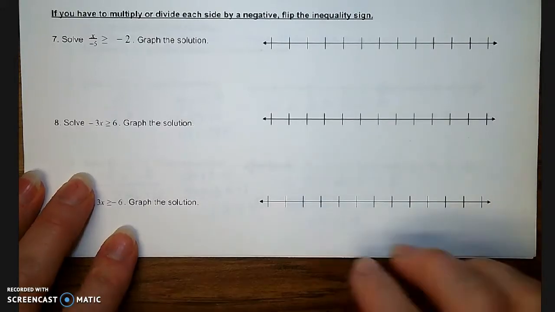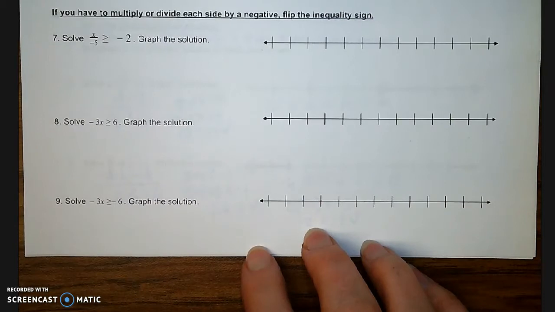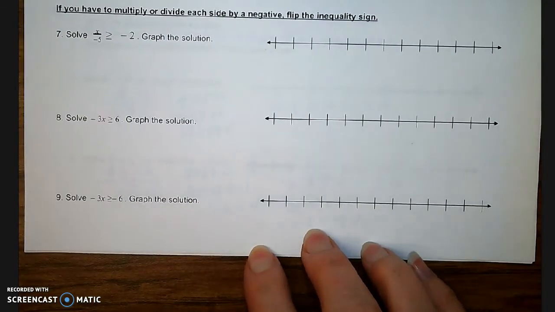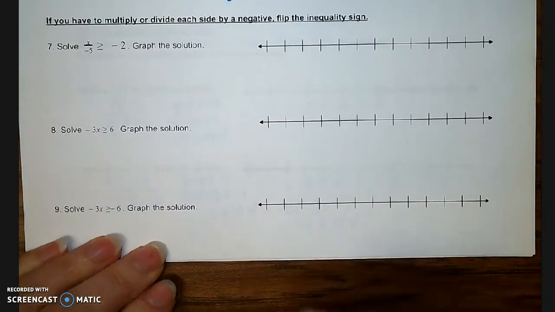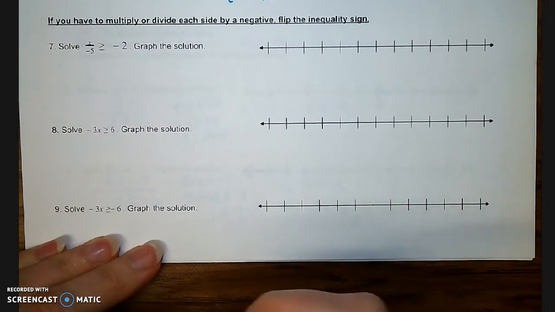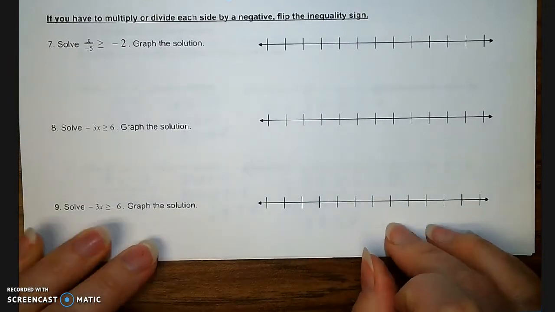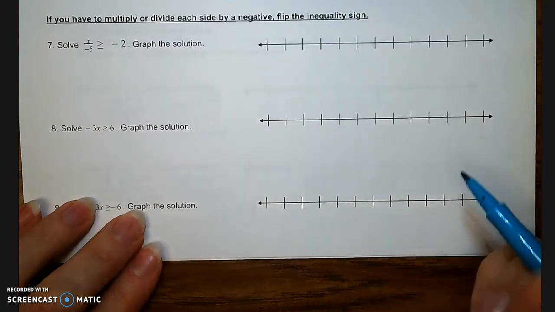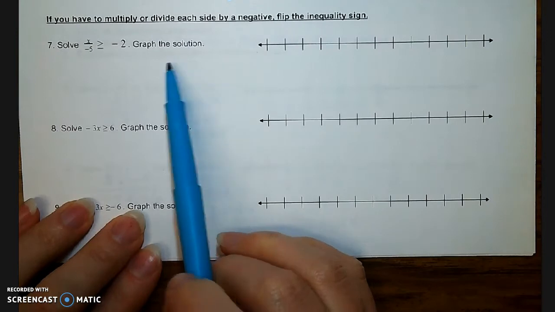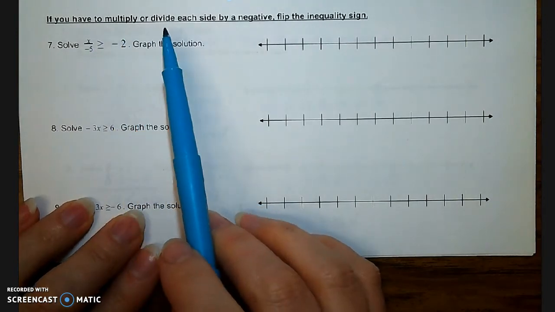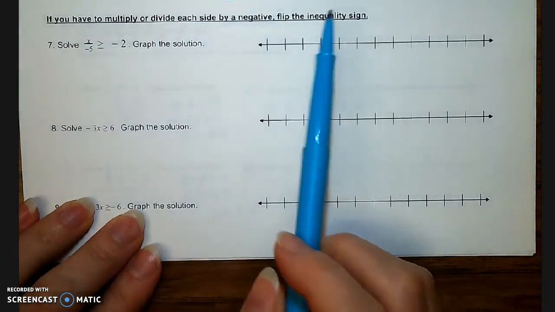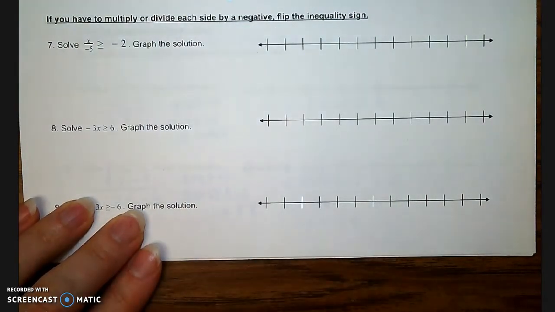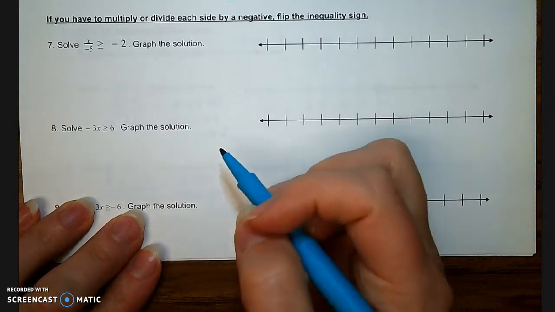Okay, so we just finished up talking about how to solve and graph inequalities. And there's one little exception to the rule, because there always is. If I have to multiply or divide each side by a negative, I'm going to flip the inequality sign. And I'm going to show you how to do this, and I'm going to show you why.